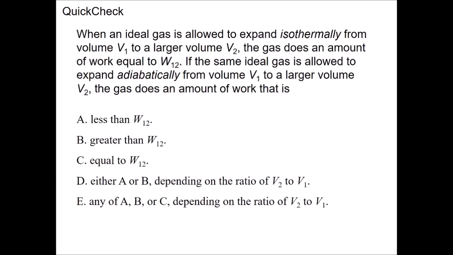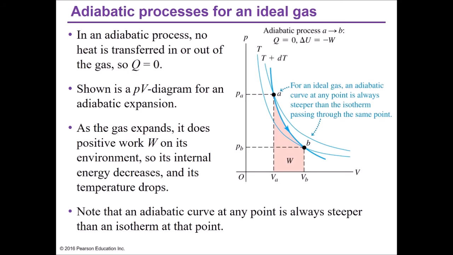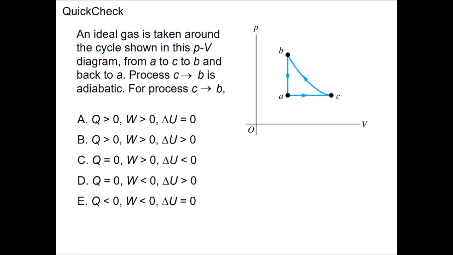All right. When an ideal gas is allowed to expand isothermally, the gas does an amount of work equal to W. The same gas is allowed to expand adiabatically. What amount of work is being done? The answer here is less. This is just based on this picture right here. If we were on an isotherm, we'd be up a little bit higher. There'd be more area bounded by the PV curve here. But the adiabat takes us to a lower location. Less work is being done. Fantastic.